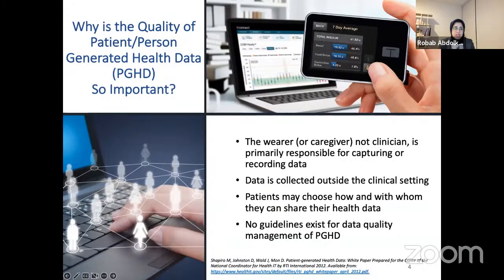So what should we actually care about regarding quality? First is that for the person, or in some populations who are too young, or for some elderly people, the caregivers are the main people who supervise this data collection. And that happens outside the clinical setting, and it's not a controlled environment. And the third is that these people might choose to share it with others, or some hackers can easily connect to these devices and get access to them. And last is that we don't have any guideline to say whether we need to measure the quality of this data.